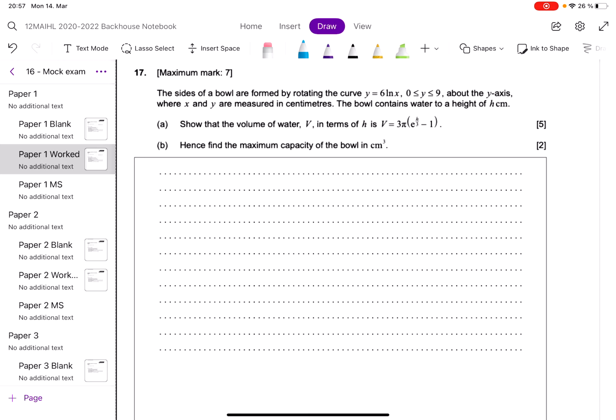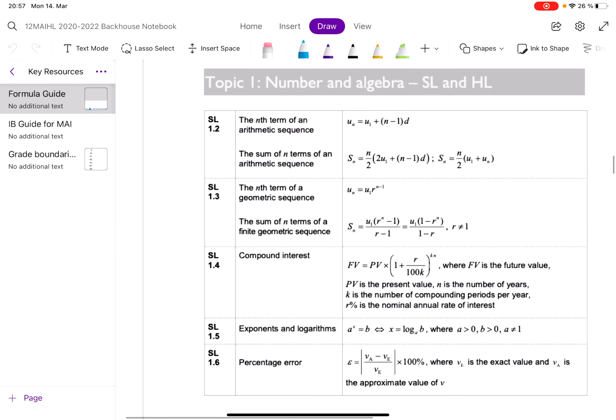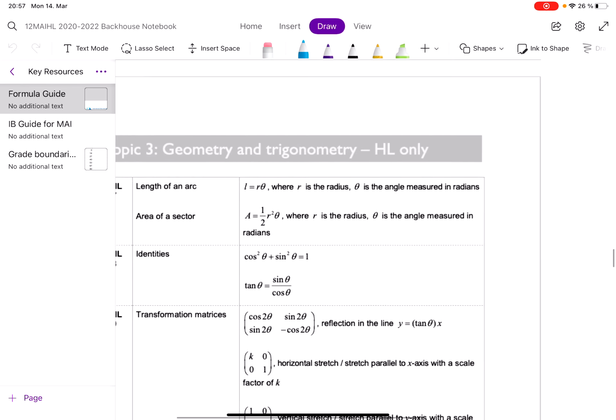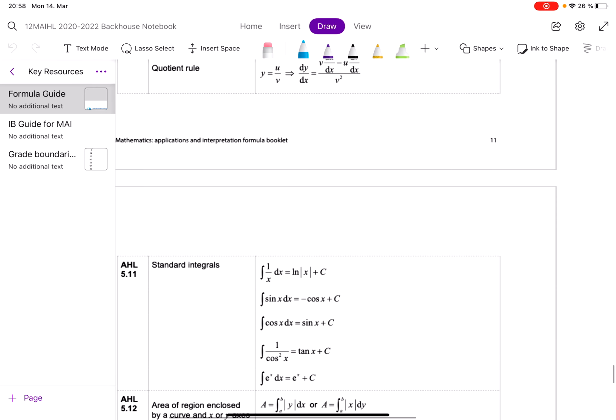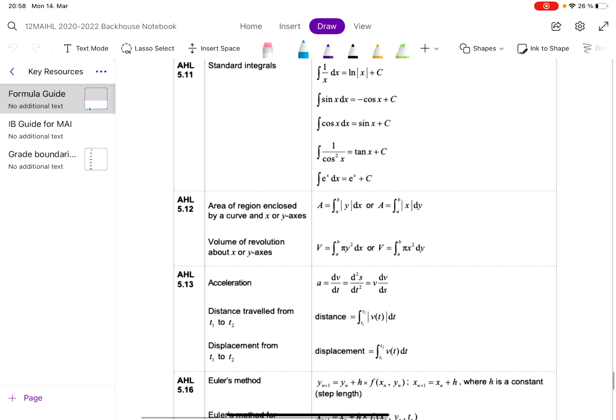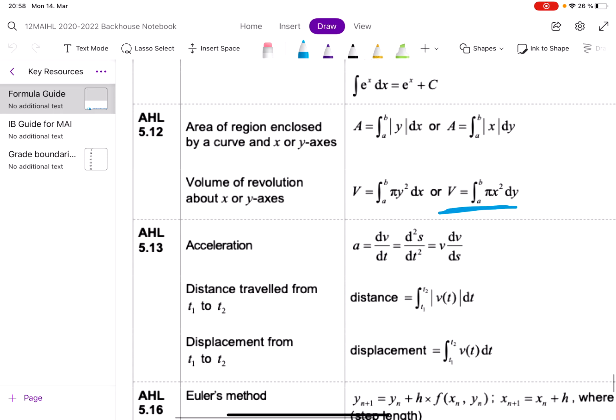It's rotated about the y-axis, which means we're going to need our formula guide. Volume rotated about the y-axis. This is calculus, topic 5. And we're very much in the HL section here. Volume of revolution about x or y-axis. This is about the y-axis. So pi x squared dy is what we want.